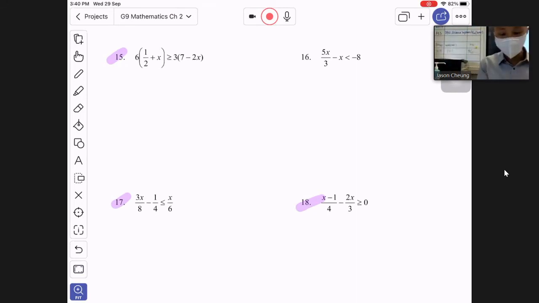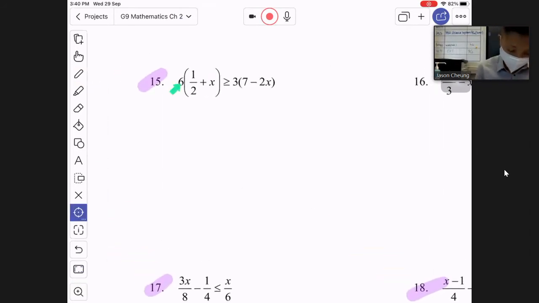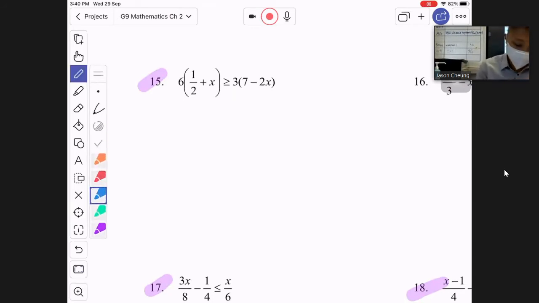Now let's check the answer. First of all, this one. What I would do is, because we can see there's 6 and also 3 here, I will try to reduce by multiplying by positive 1 over 3 on both sides, so that the 3 can be reduced.